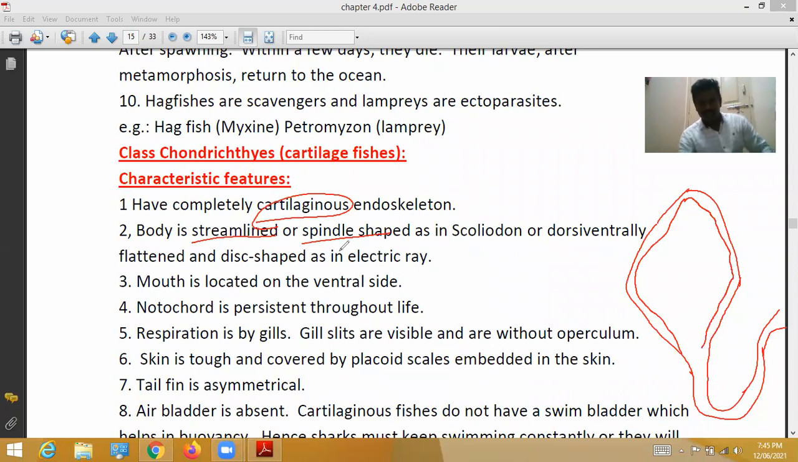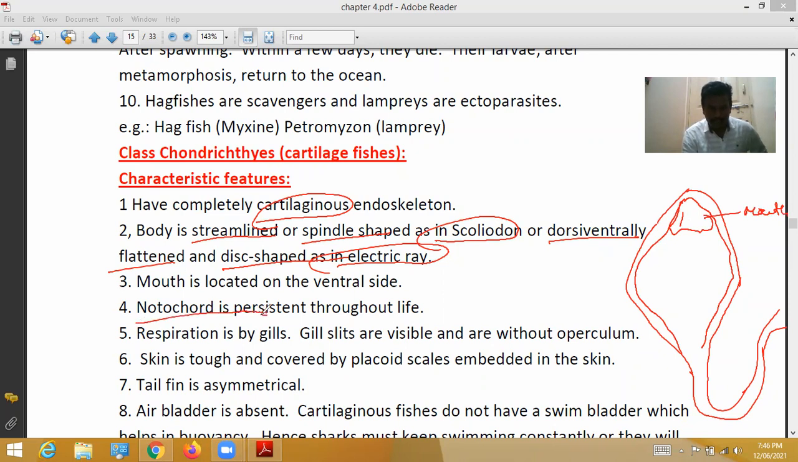The spindle shape is generally seen in Scoliodon. In electric ray fishes, the body is dorsoventrally flattened, meaning the dorsal side and ventral side are flattened, and it is disc shaped. The mouth is located on the ventral side. This is the ventral side, and the back is the dorsal side. On the ventral side, the mouth is located.